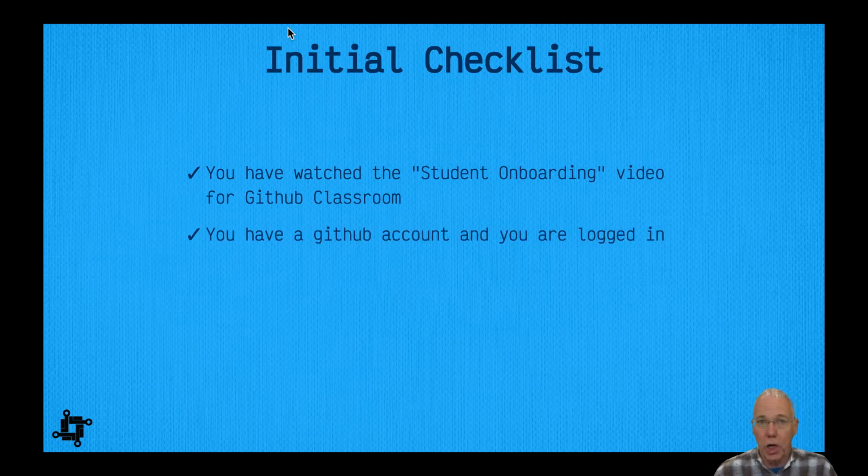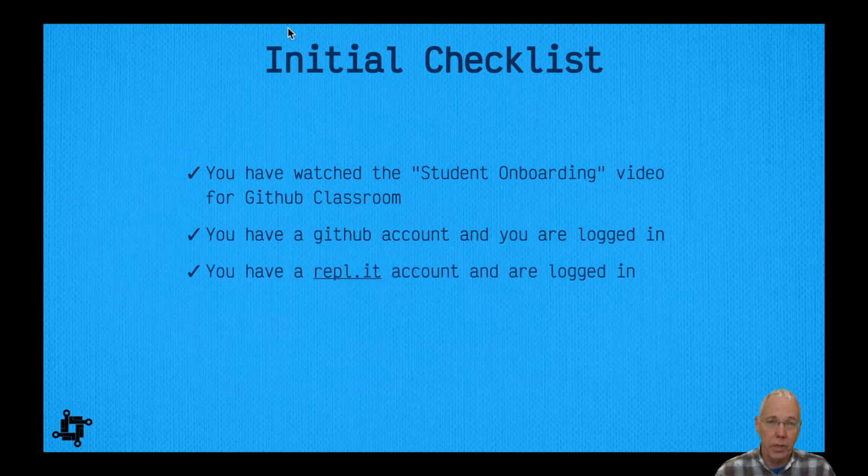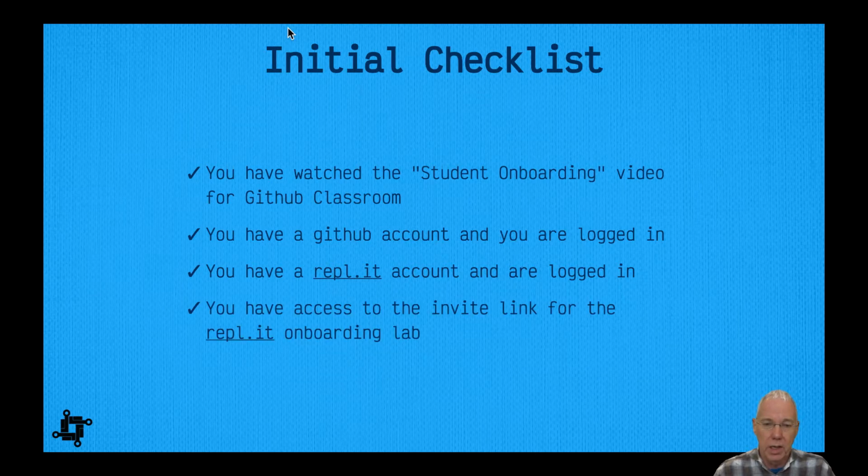Secondly, I want to make sure that you've logged into your GitHub account. Hopefully you already have one. Again, following the first video, you would have a GitHub account at this point, so make sure that you're logged into that. Third, that you have a Replit account and that you're logged into it. These can just be in different tabs in your browser, but again, this is the easiest if you're already logged into all of these things at once. And then finally, you should have access to an invite link for the Replit onboarding lab. So make sure you have that and we will get started.